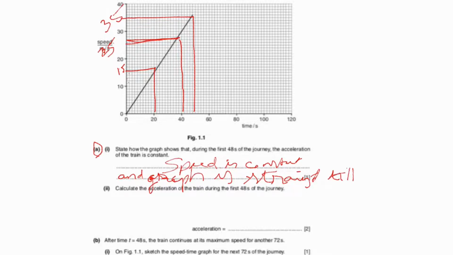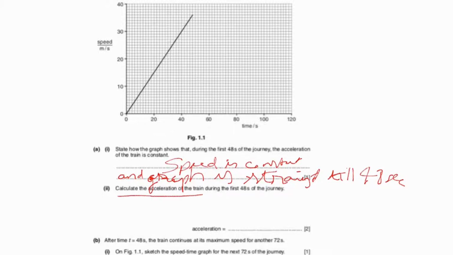Till 48 seconds. So that's why acceleration is constant. So that is the answer for the first part. Now we will do the second part of the question, B part. Calculate the acceleration of the train during the first 48 seconds of the journey. So this question we will do.